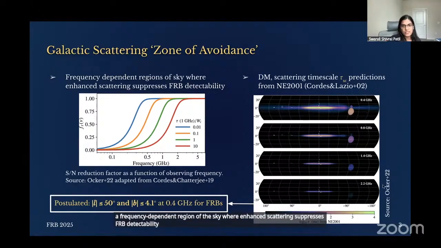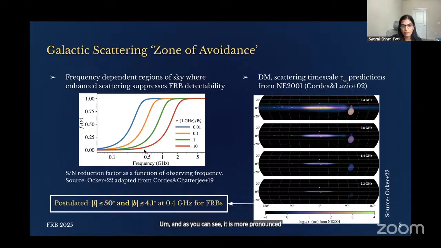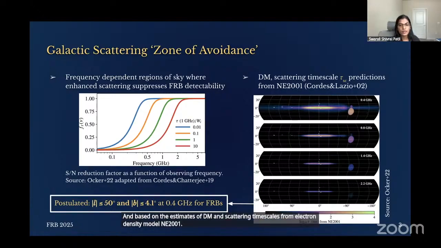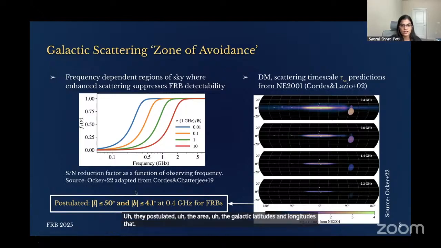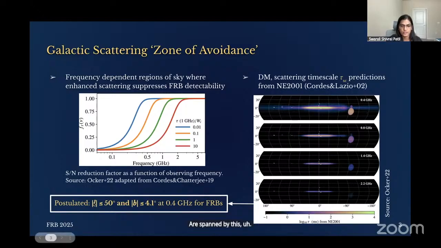And they quantify this really nicely in this plot where they have plotted the signal-to-noise reduction factor as a function of the observing frequency. And as you can see, it is more pronounced in the CHIME band, which is at lower frequencies. And based on the estimates of DM and scattering timescales from the electron density model NE2001, they postulated the area, the galactic latitudes and longitudes that are spanned by this galactic scattering zone of avoidance.